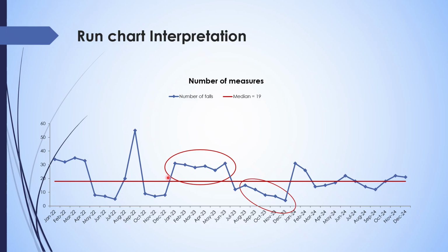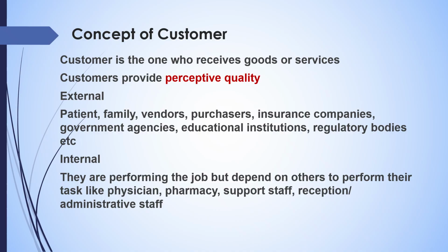Then if you look into it, see 1, 2, 3, 4, 5, 6 data points above the median. Six data points above the median is a shift. If 5 data points are going down or up, it is called a trend. See 1, 2, 3, 4, 5 data points going down. So that is a trend, and it can be an astronomical data point because it's an unusual going up, correct? Okay, so that's about the run chart rule interpretation.